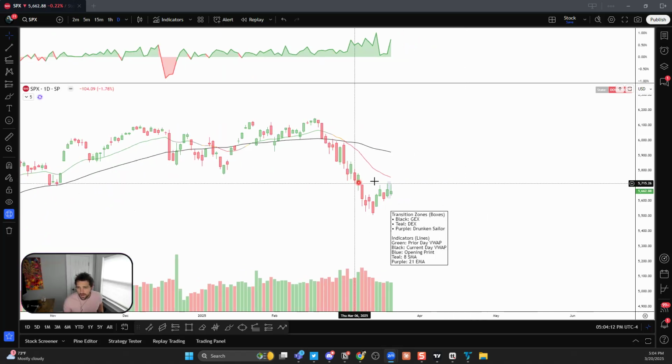As you can see today, inside day of the prior day, choppy price action, not able to clear our transition zone. So let's get into pre-market prep and how we found those.